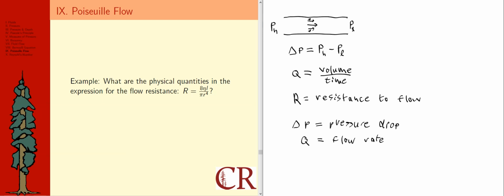What are the physical quantities in the expression for the flow resistance? And this is, again, for Poiseuille flow, even though it doesn't say that there. And there's the expression R is equal to 8 eta L over pi R to the fourth.